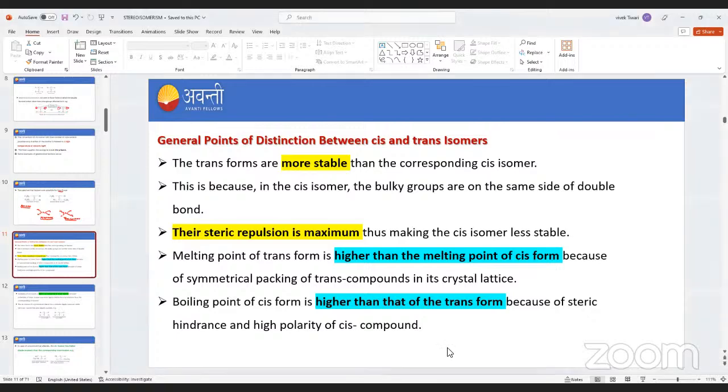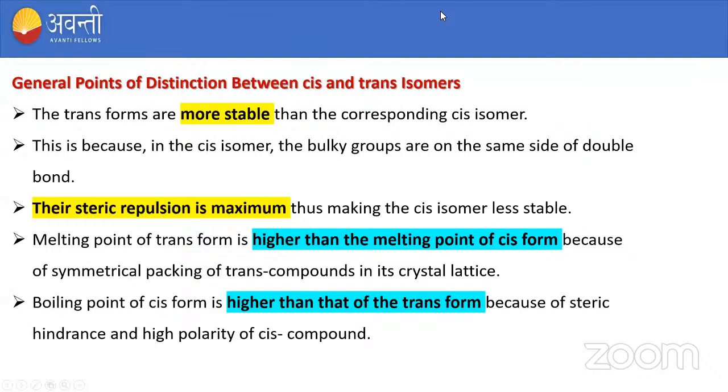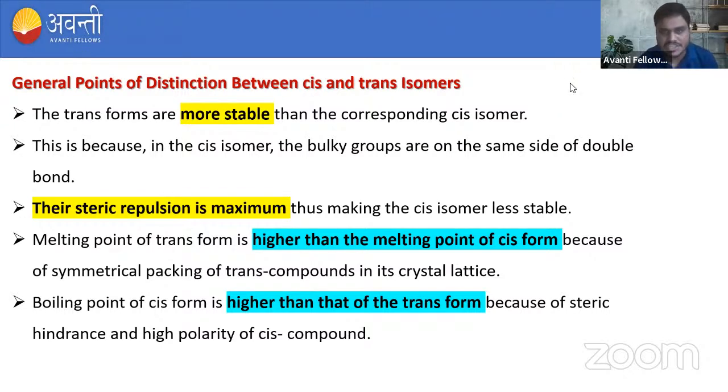ठीक है. So we are discussing some general points of distinction between the cis and trans isomer, right? So the trans form is more stable than the corresponding cis isomer. This point you need to remember always.